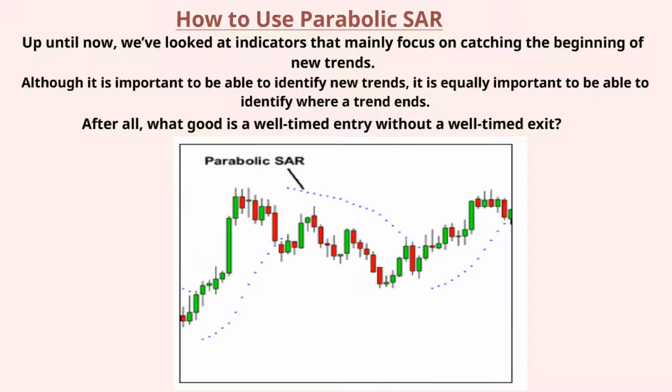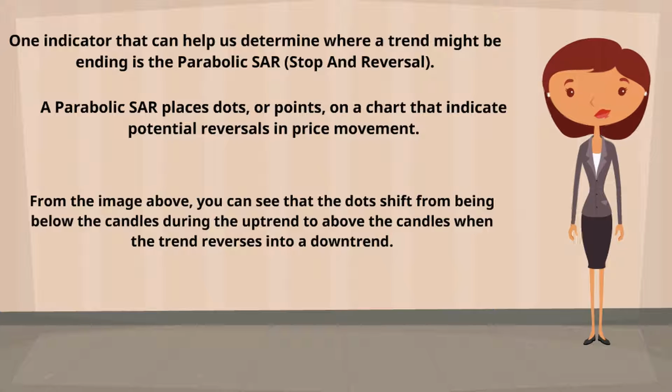This is the time to move on to the next lesson, where we discuss how to use parabolic SAR. Up until now, we've looked at indicators that mainly focus on catching the beginning of new trends. Although it is important to be able to identify new trends, it is equally important to be able to identify where a trend ends. After all, what good is a well-timed entry without a well-timed exit? One indicator that can help us determine where a trend might be ending is the parabolic SAR, stop and reversal.